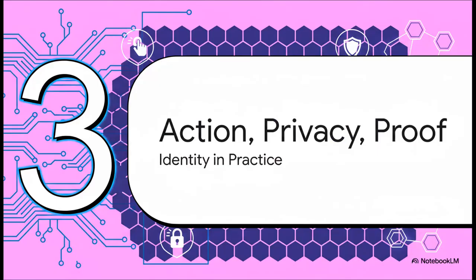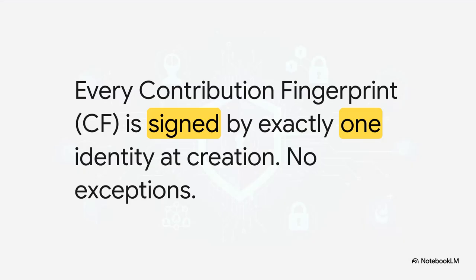Okay, let's get practical. How do we actually use these identities? This next part is all about the mechanics of signing, managing your team's identity, and, really importantly, how we protect privacy. If you remember one rule from today, make it this one. This is a core, non-negotiable law of our system. Every single contribution fingerprint, every piece of work, is cryptographically signed. No signature, no contribution. It's that simple. This is how we guarantee that auditable link back to an actor.